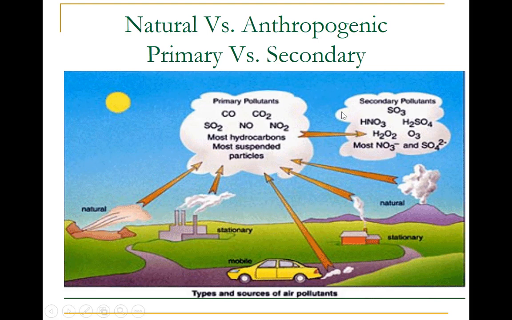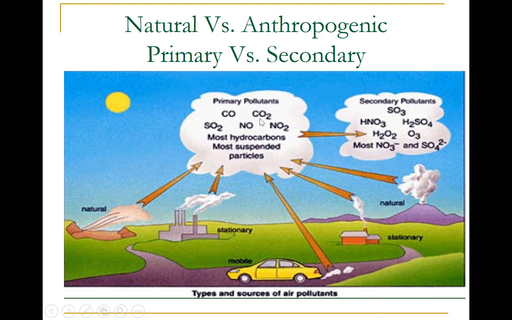Primary and secondary, on the other hand, describe how the pollution is generated. Primary pollutants typically come directly from the source, whereas secondary is a transformation process between primary and primary together to give you a secondary, or primary with other types of pollutants or processes that lead to secondary pollution.